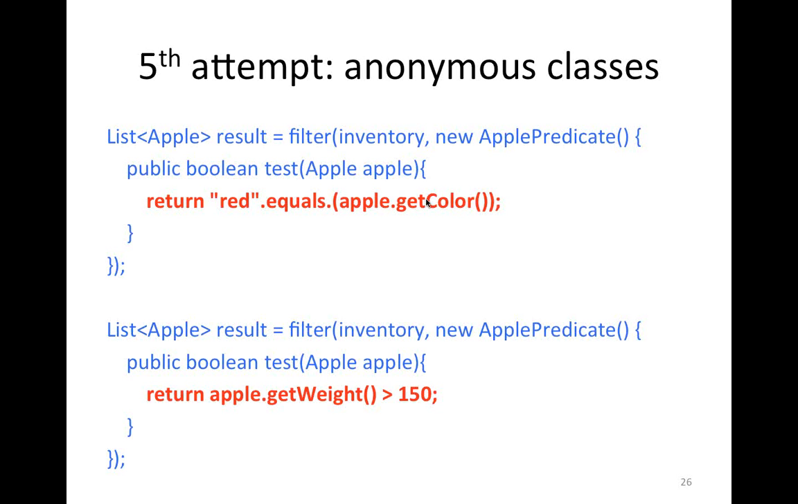Well, Java has this feature called anonymous classes that lets us declare and instantiate an object inline. So we don't have to declare a separate class and then instantiate an object. We can do all of this completely inline. So this is the syntax. Here we're saying, well, I'd like to filter apples based on whether they're red. The second piece of code shows that I might want to filter apples based on the weight, so heavier than 150 grams. And this is slightly better because we don't have to declare a class and instantiate it. We can do all of this directly inline. But this is still ugly.